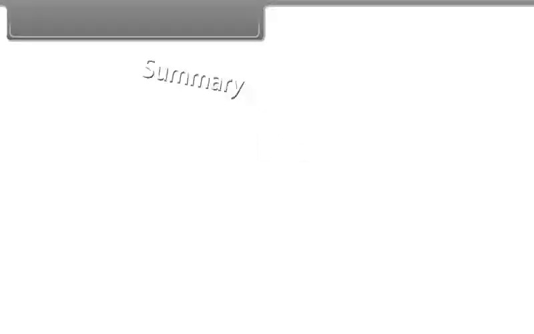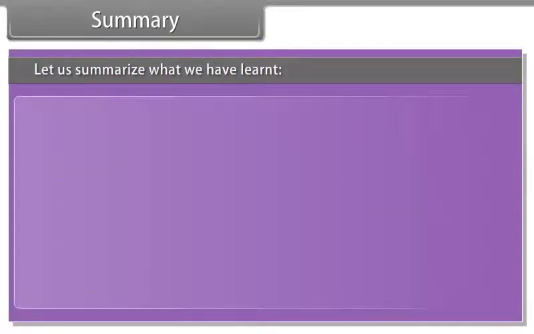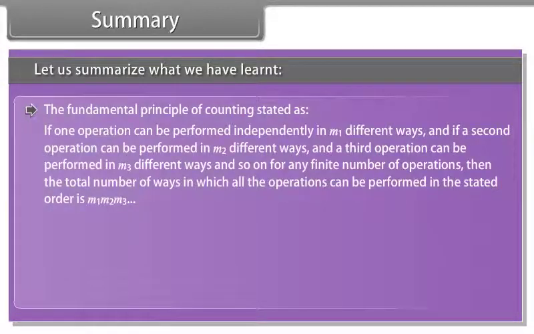Summary. Let us summarize what we have learned. The fundamental principle of counting is stated as: if one operation can be performed independently in m1 different ways, and if a second operation can be performed in m2 different ways, and a third operation can be performed in m3 different ways, and so on for any finite number of operations, then the total number of ways in which all the operations can be performed in the stated order is m1 into m2 into m3 and so on.